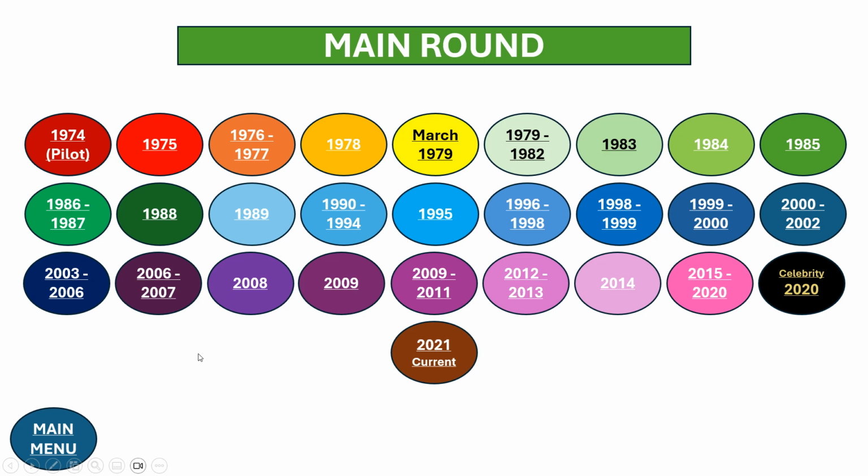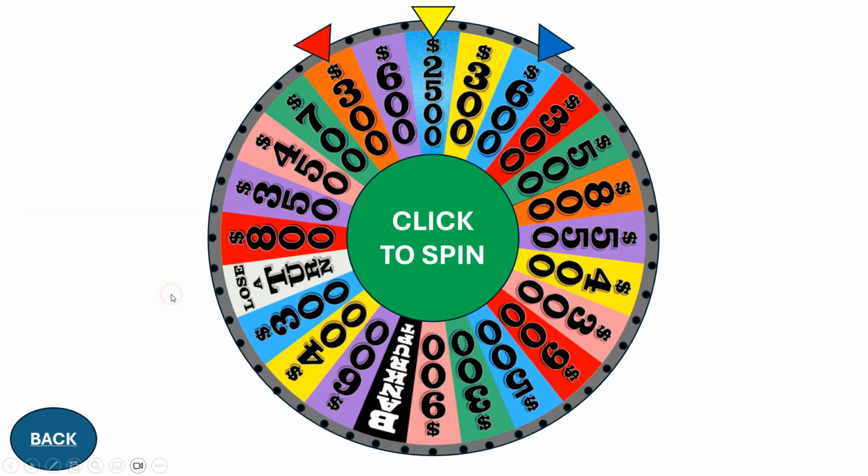Now it's on to 2006 till 2007. Here we have new modern colors now. As you can see, the bankrupt lettering is now a little shortened, so it'll make a perfect fit. And the lose a turn is still the same.